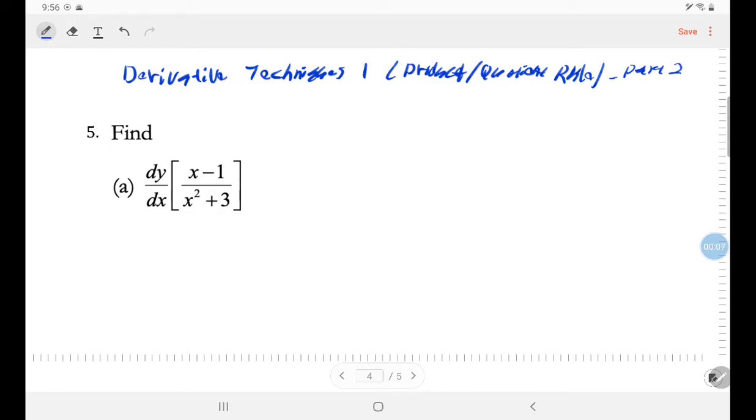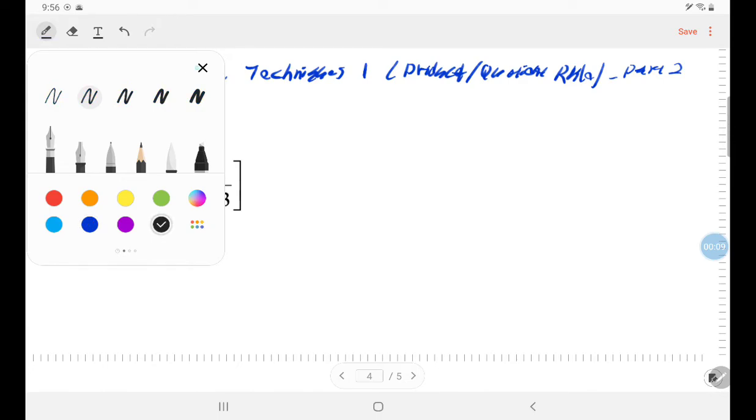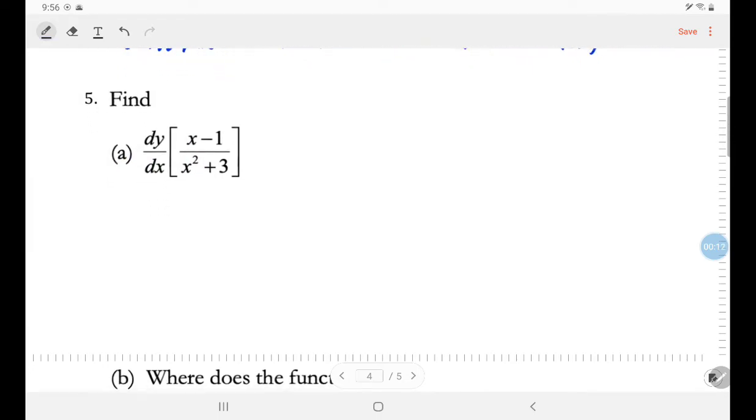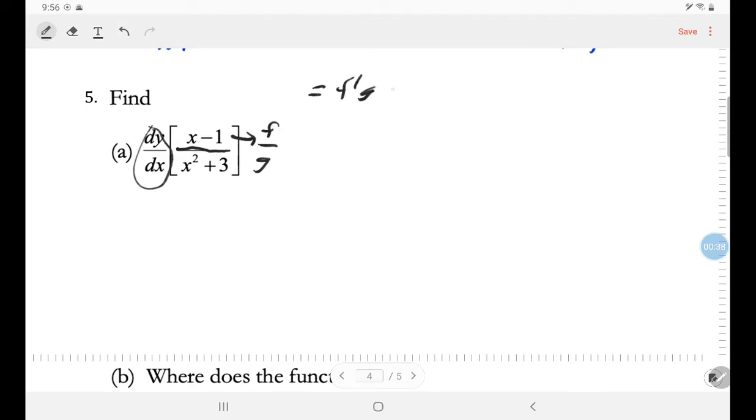Let's keep practicing this quotient rule to make sure you get the right idea. Again, the key to knowing when to use which tool is basically this: if I see division, that means I have an f over a g, and that means I am going to use my quotient rule. Your quotient rule states that your derivative with respect to x, or dy/dx in this case, is going to be f prime times g minus f times g prime, all over g squared.